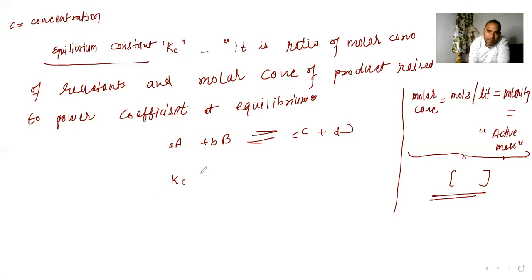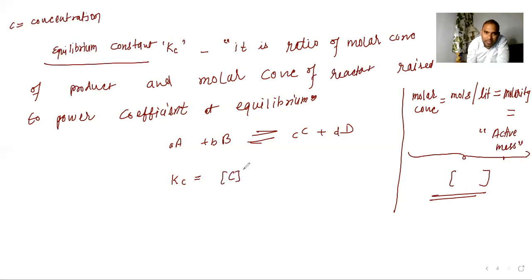So see how I am writing. It is the ratio of molar concentration of product and reactant, but we need to change that. Product and reactant is not the correct order. Product will be on the top and reactant will be on the bottom. It is the ratio of the molar concentration of the products to that of the reactants.